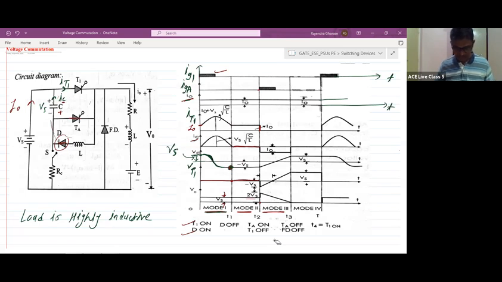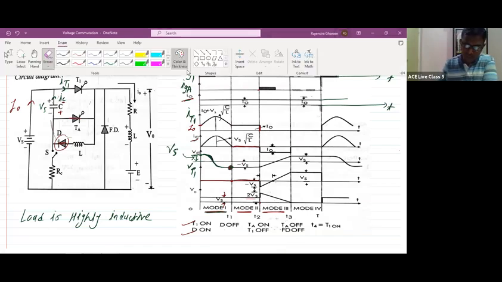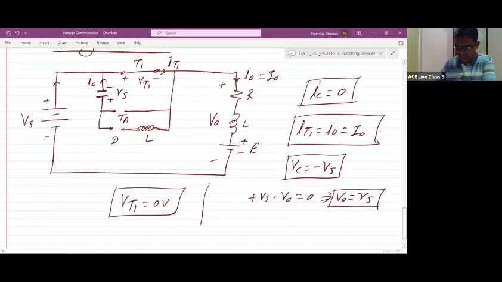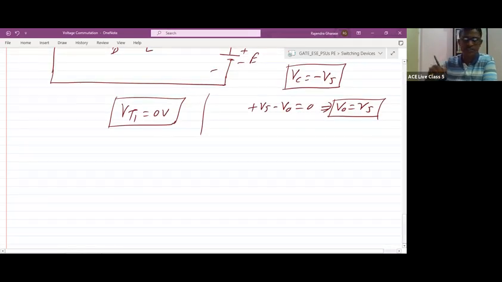Yes, so now let me draw the equivalent circuit during the mode 3. I will first draw the equivalent circuit, and again I will explain the operation, for the mode 3 specifically. What is happening in the mode 3?